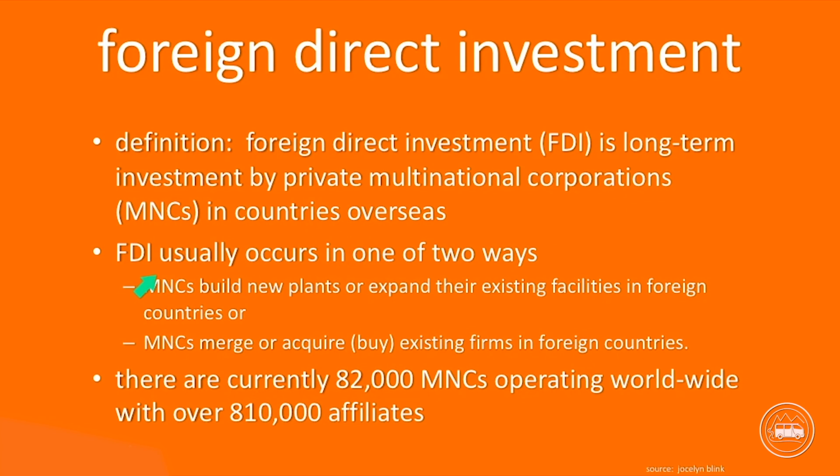Okay? FDI usually occurs in one of two ways. One, multinational corporations build plants or expand their existing facilities in foreign countries, or two, multinational corporations merge with or acquire, in other words, they buy, existing firms in foreign countries, and then those firms become theirs.